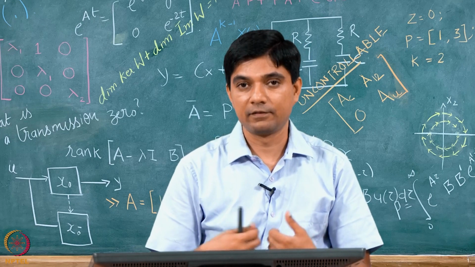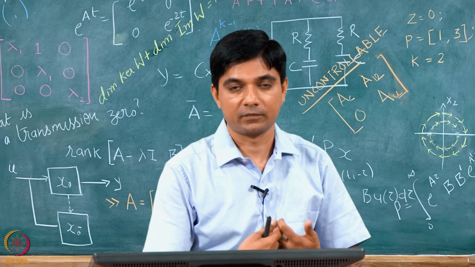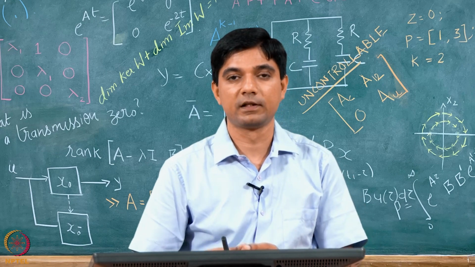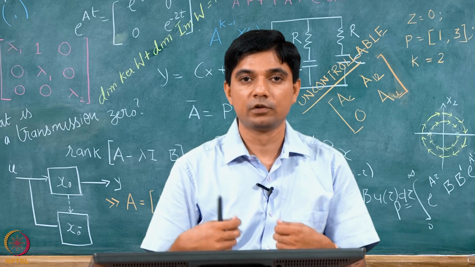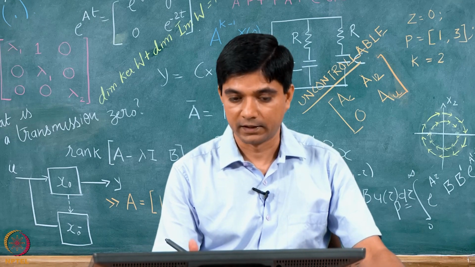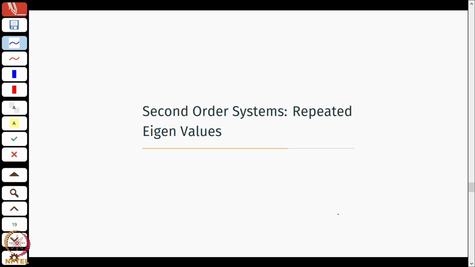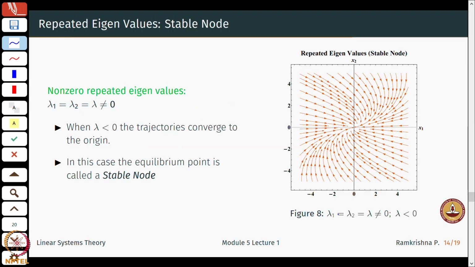Now, there we just talked about the damping properties of the system, but this is a little more general way of looking at it. What happens when we have repeated eigenvalues, or when we look at a critically damped system? Well, when we have non-zero repeated values, which means lambda 1 and lambda 2 are both equal to lambda, the trajectories, as usual, converge to the origin, and in this case again the equilibrium is called a stable node.